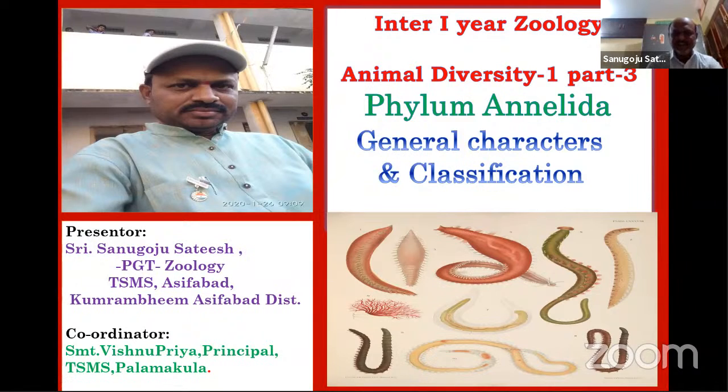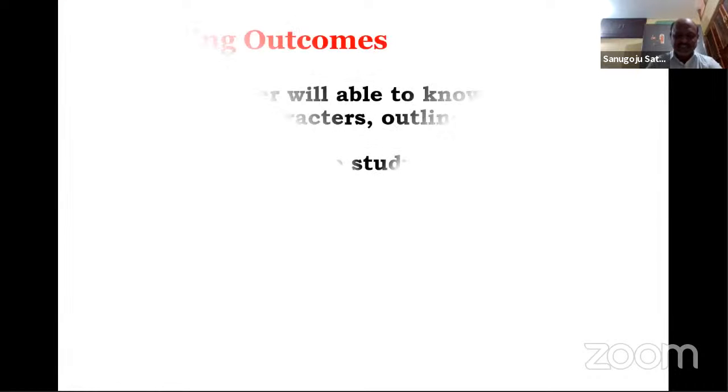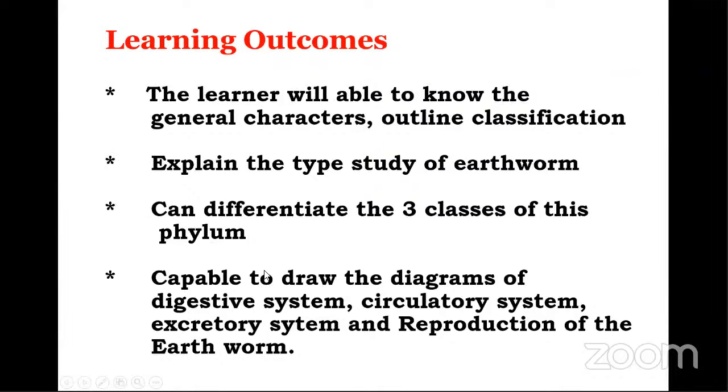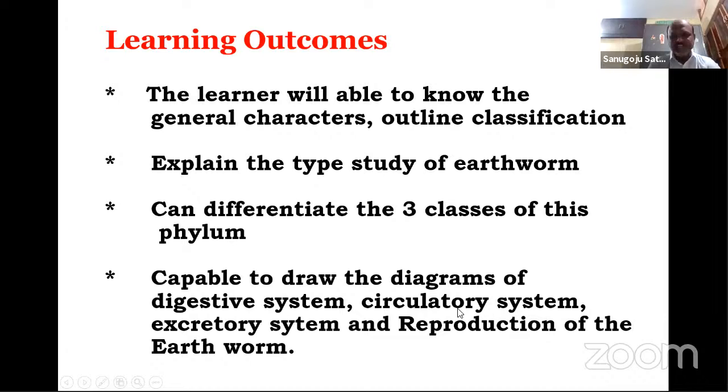I would like to explain the Annelida phylum today. After completing the chapter, you would be able to know the general characters and outline classification of the phylum Annelida, and you may be able to explain the type study of the earthworm. You can differentiate 3 classes of this phylum, and also you are capable to draw the diagrams of the digestive system, circulatory system, excretory system, and reproductive system of earthworm. These are the learning outcomes after completion of the lesson. You may learn all these.